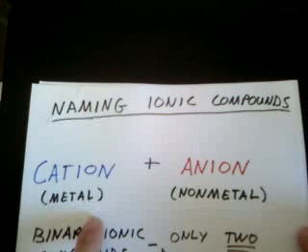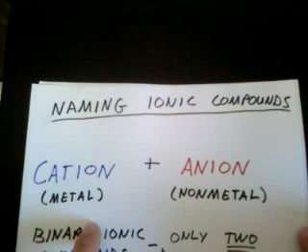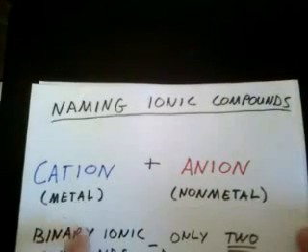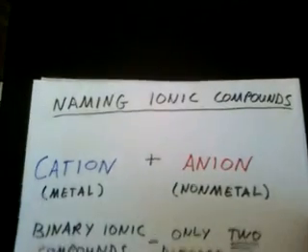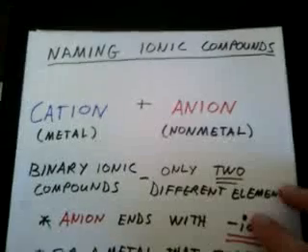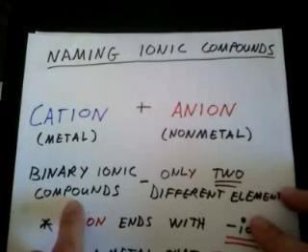In fact, if you're ever looking at a chemical formula and you want to decide, is this ionic or is this covalent, generally, if you see a metal in the formula anywhere, that's going to tip you off that the compound is ionic instead of covalent. So let's talk about binary ionic compounds.